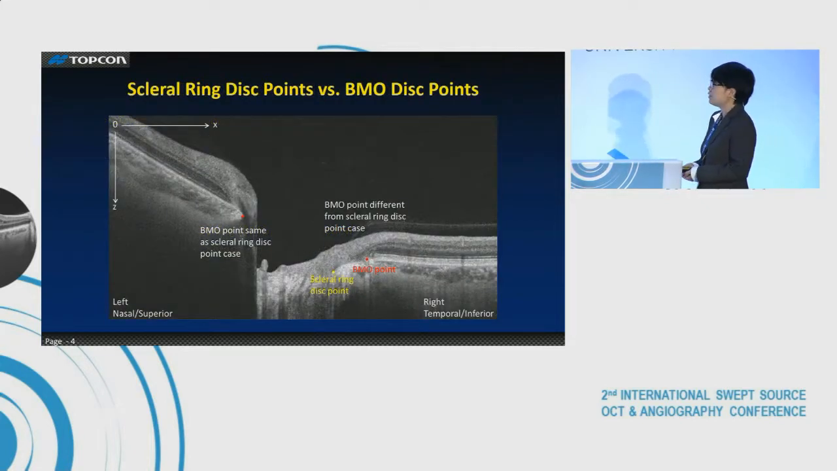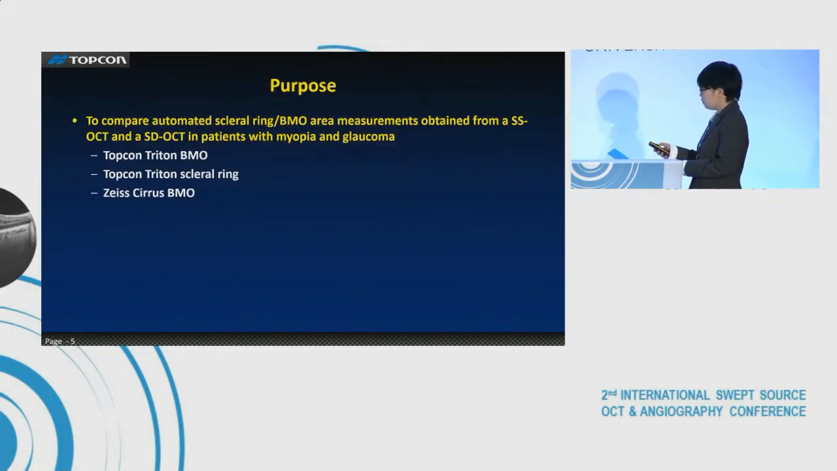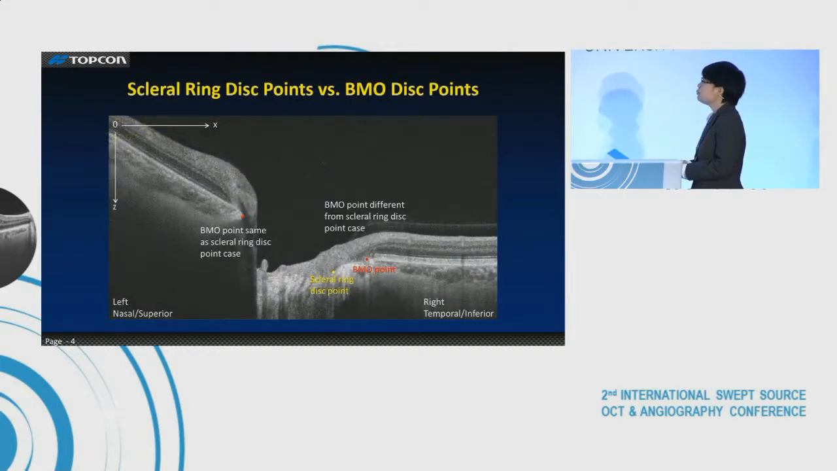Here's the image illustration of the BMO point and the scleral ring disc point. On the left part, the BMO disc point is the same as the scleral ring point. And on the right part, because of the existence of border tissue, the BMO point is different from the scleral ring point. As a result, the BMO area is larger than the scleral ring disc area.